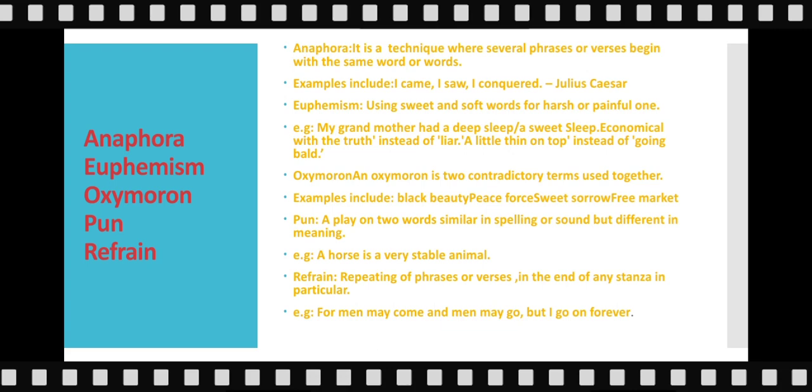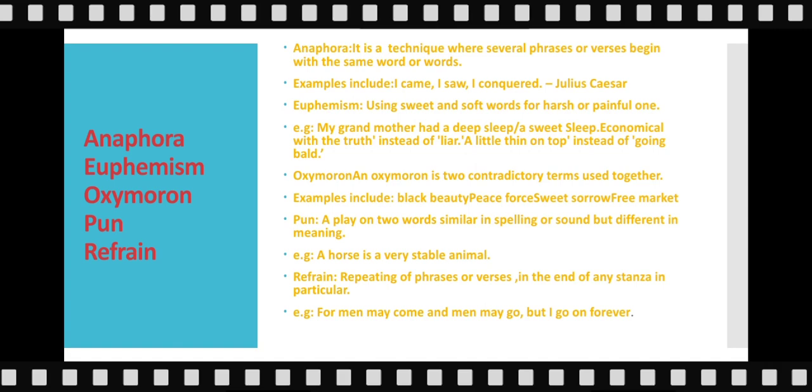Next word is euphemism. Euphemism is using sweet or soft words for harsh or painful ones. Example: okay, my grandmother had a deep sleep. So my grandmother is no more. So in place of death, in place of die, we are using she passed away. Okay, in place of she died, we can say she passed away. She breathed her last, or she had her last sigh. Okay, a sweet sleep.